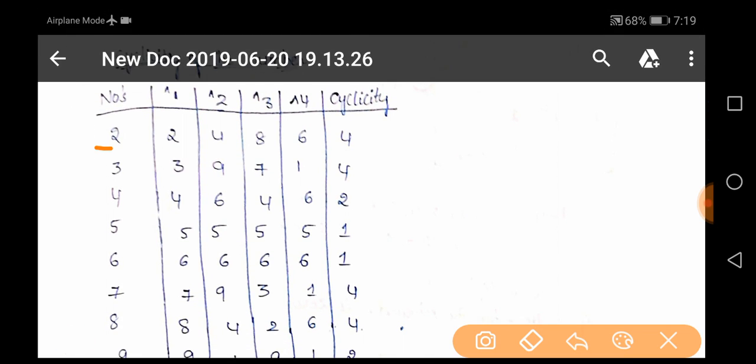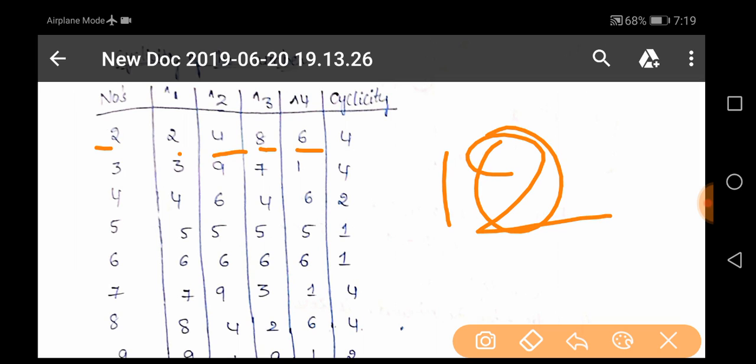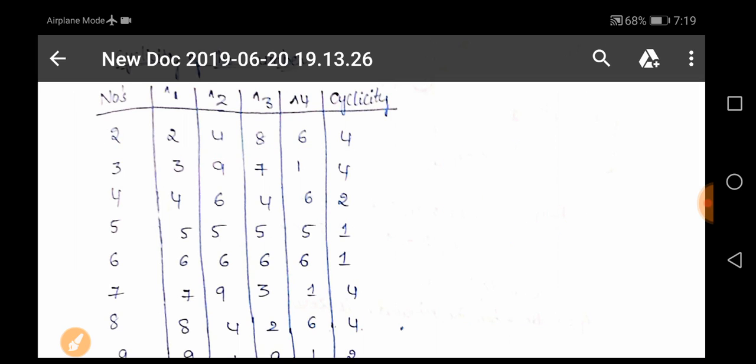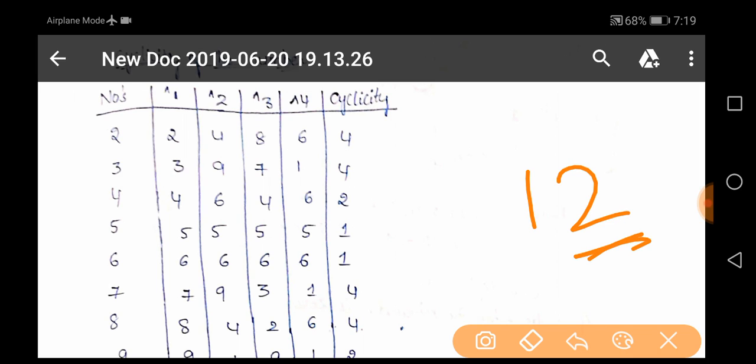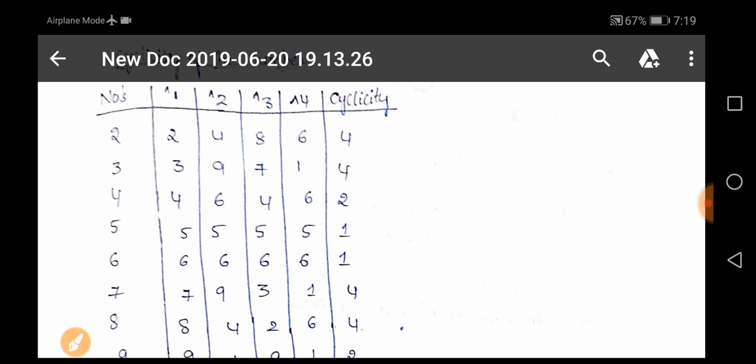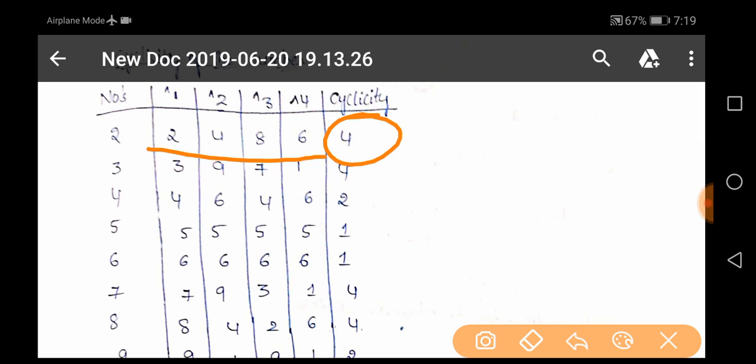Take 2. 2 power 1 is 2, 2 square is 4, 2 cube is 8, 2 power 4 is 16, so the unit digit is 6. Again, 2 power 5 is 32 and the unit digit repeats. 2 power 6 is 64, so 4 is repeated. So like that it is repetition. Then the cyclicity will be 4 because after 4 powers the unit digit repeats. So the cyclicity of 2 is 4.